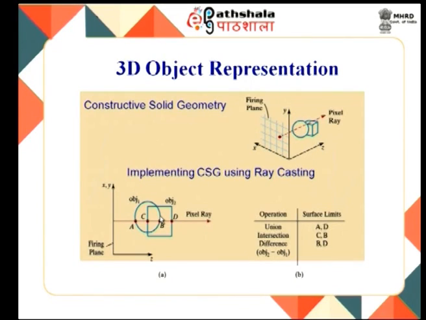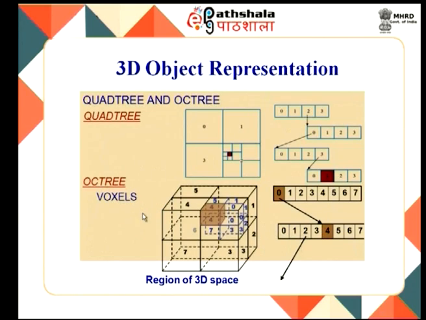Like this we can apply union and intersection. As you can see here in the second diagram, there are two objects, and when a ray is fired, it hits the first sphere at two positions, A and B, and object 2 at C and D. Now you can apply union, intersection, difference and so on. That is called constructive solid geometry.